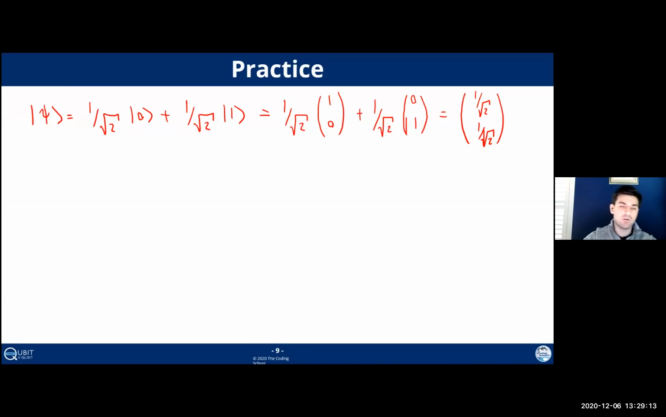Okay, now let's go the other way. If I tell you that my psi is equal to the vector with 1 divided by square root of 3 on the top, and then square root of 2 divided by 3 on the bottom, what is this in bracket notation? With some ket 0 and some ket 1 component, what are the coefficients? Again, take 20 seconds to go through this yourself.